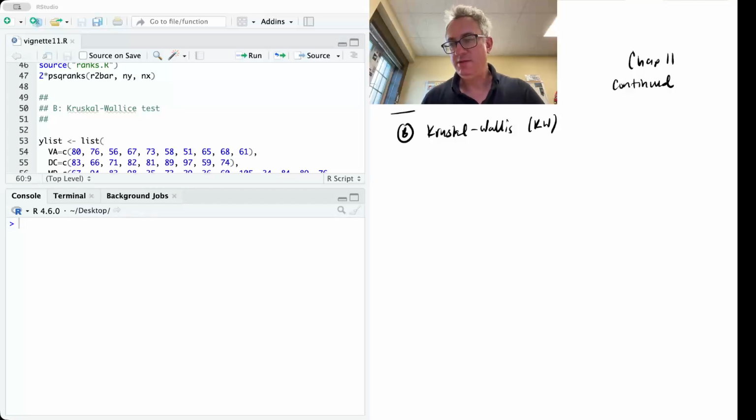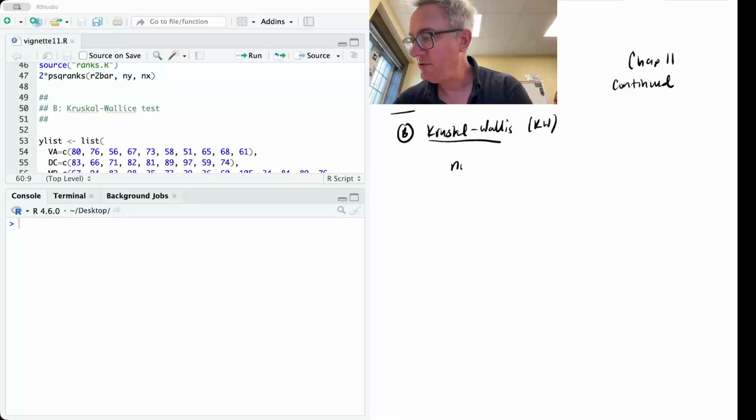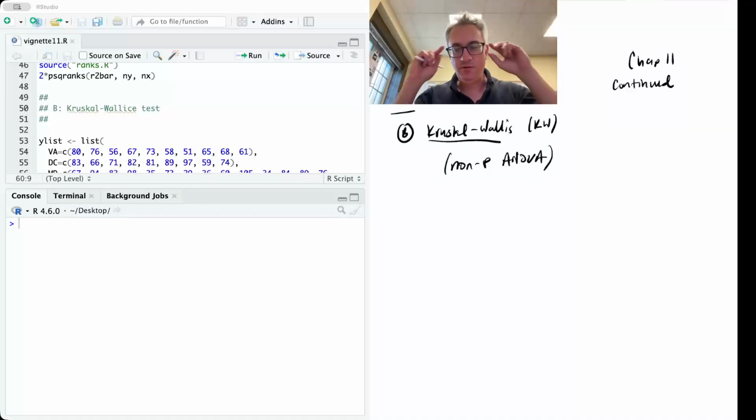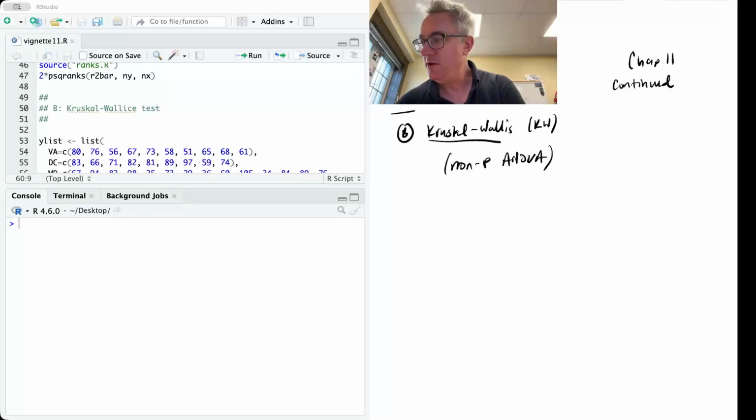The Kruskal-Wallis test is like a nonparametric ANOVA. And it's here in the same chapter as the squared ranks test, which is about variance, because it involves very similar calculations as the variance test. But it's important to remember that the V in ANOVA is a misnomer because it's really a test about means.